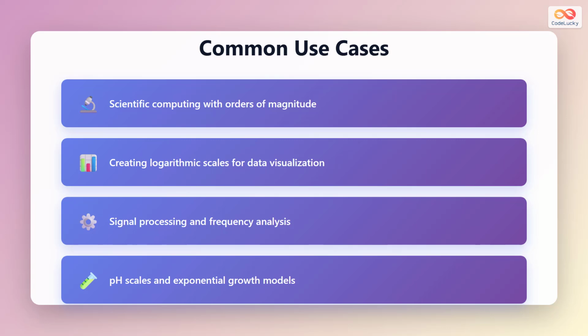Logspace has several common use cases. It's widely used in scientific computing when working with orders of magnitude. It's essential for creating logarithmic scales in data visualization, particularly for plots with wide value ranges. Signal processing and frequency analysis heavily rely on logarithmic spacing. It's also perfect for modeling pH scales and exponential growth patterns in chemistry and biology. Understanding logspace will significantly enhance your ability to work with scientific data in NumPy.